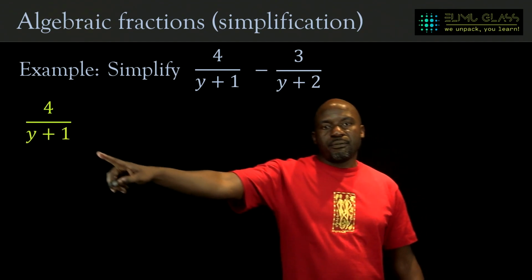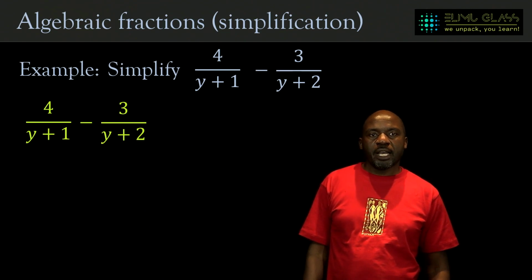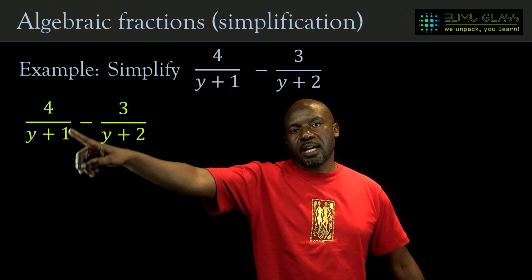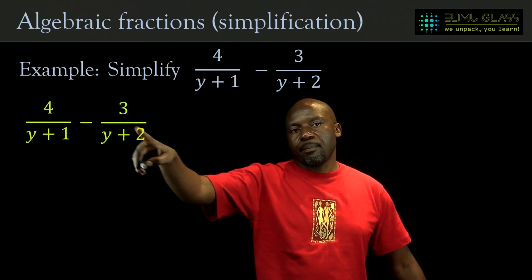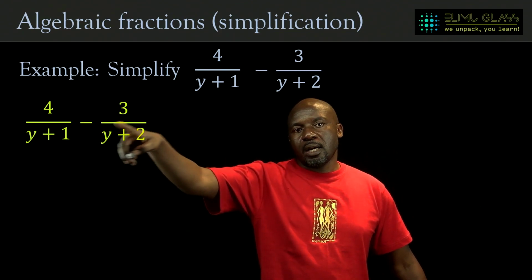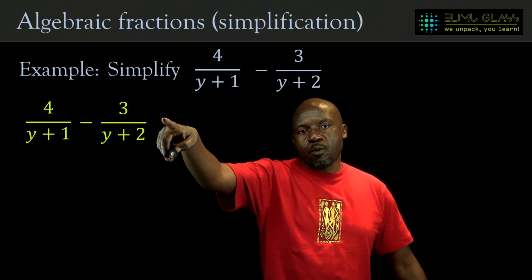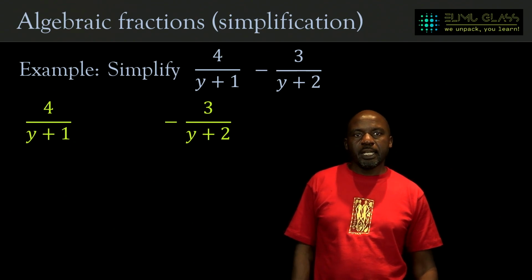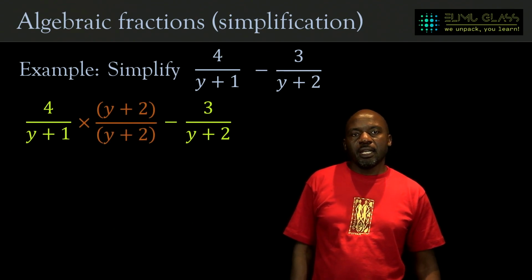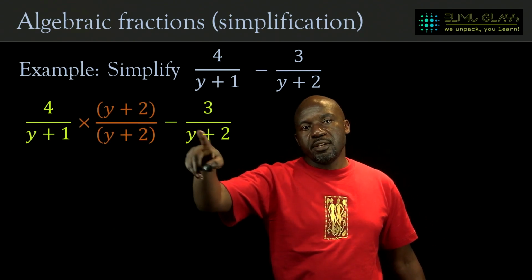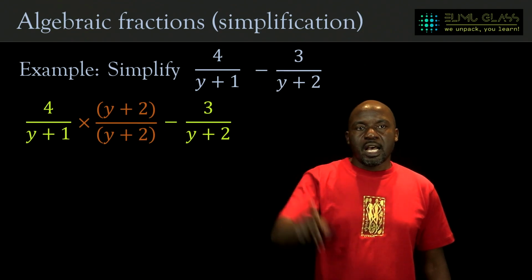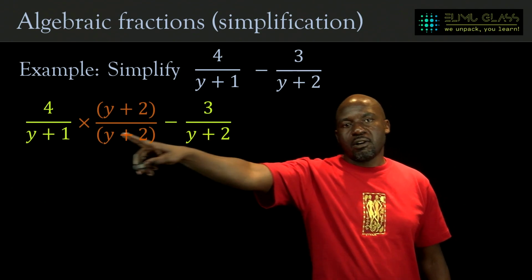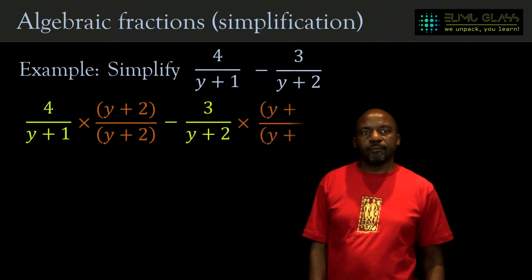We will multiply the first one and divide by the denominator of the second one. In other words, here we're going to multiply and divide by y plus 2, and this one we will multiply and divide by y plus 1, like so. Let me separate them slightly. So I'm going to multiply and divide by the denominator of the second fraction, and as for this one here, multiply and divide by the denominator of the first fraction, like that.